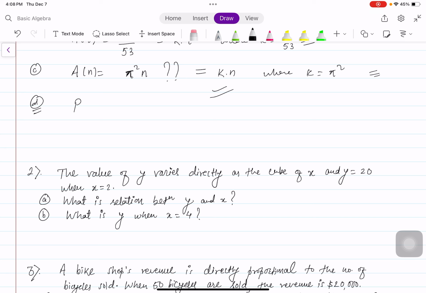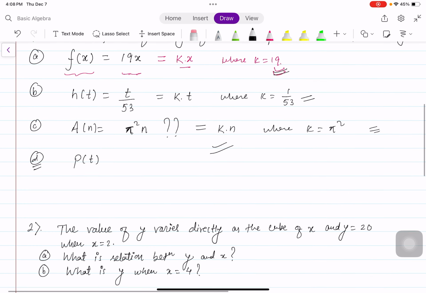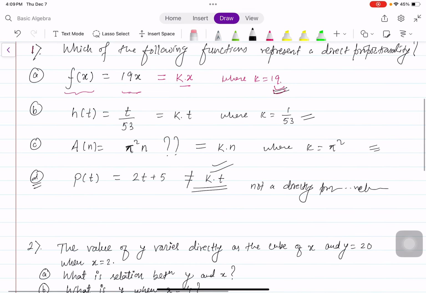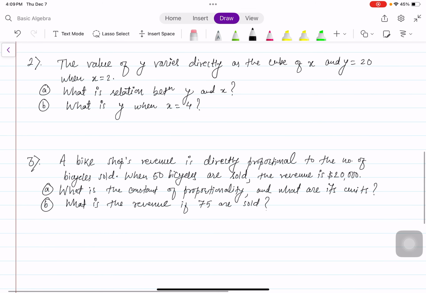What is number D? So until now, A, B, C are the examples. Let's see one of the non-examples. Let's see, we have 2t plus 5. Can we somehow write it in this form? There is no possible way we can write it in this fashion, because there is always this plus 5. So this is not equal to k times t. Hence, it is not a direct proportionality relation. It does not represent a direct proportionality relation. So, is this making sense? I hope so.